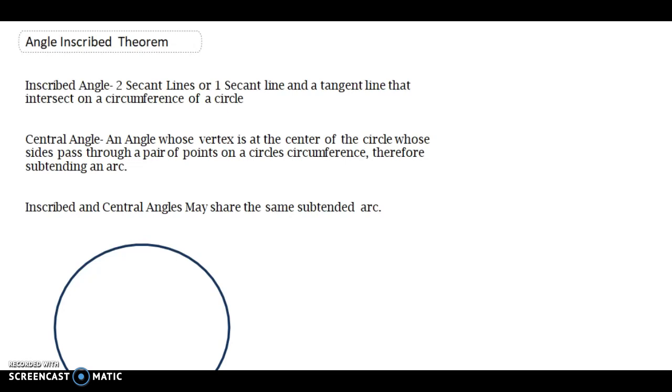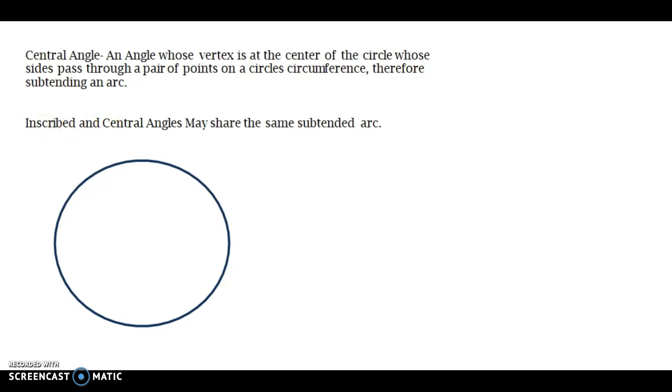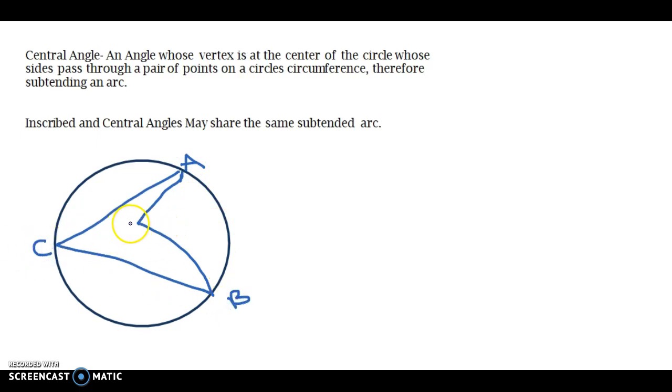And when we do this, we can have the inscribed and central angles share the same subtended arc. So for example, we may have something that looks like this, and we may also have it look like this. Maybe this is A, B, C, and O. In this case, they both share an arc AB. So angle C and angle O both share this same subtended arc AB. An arc is just a section of the circumference of a circle.